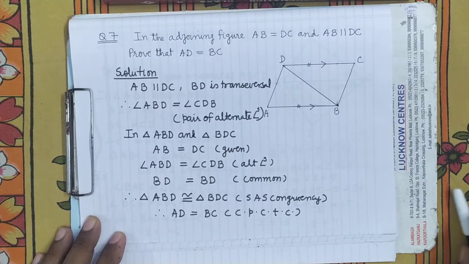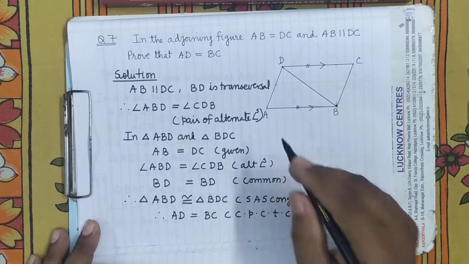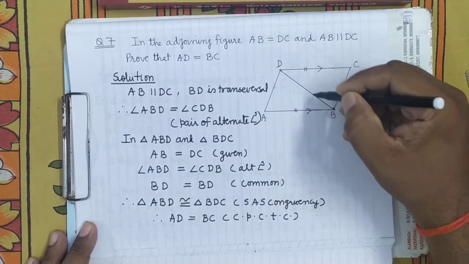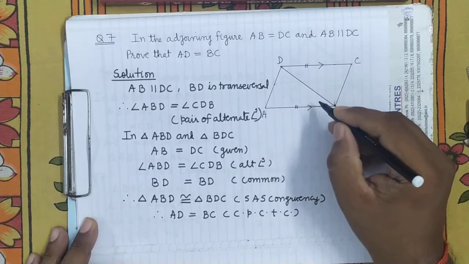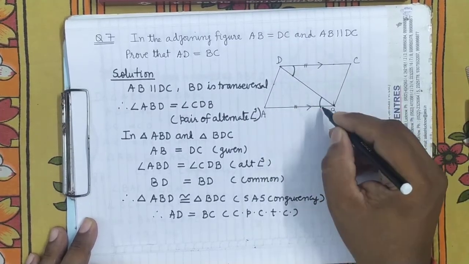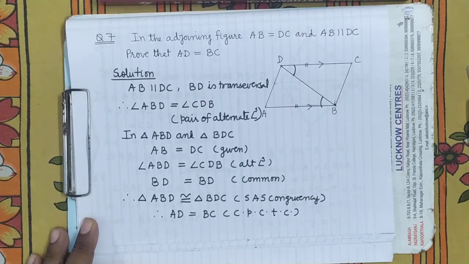So you can see here, since AB is parallel to DC and BD is transversal, therefore this angle will be equal to this angle. Why? Because these are a pair of alternate angles. It's clear?